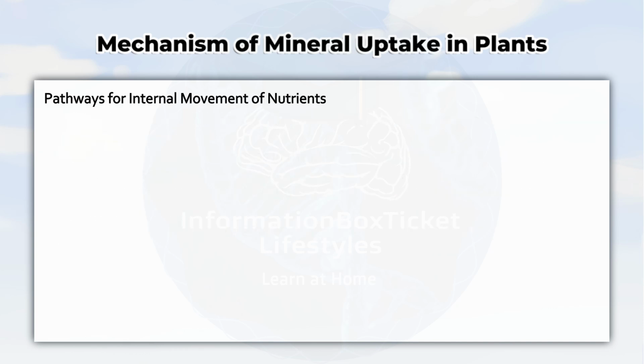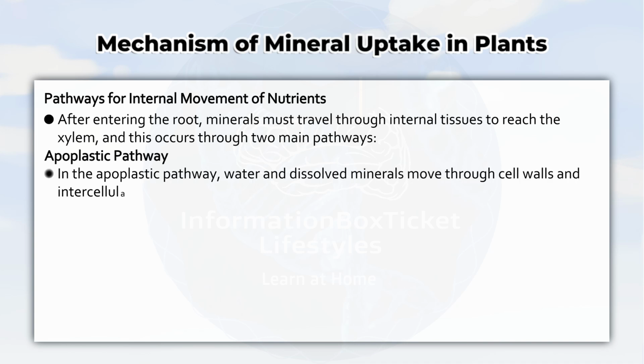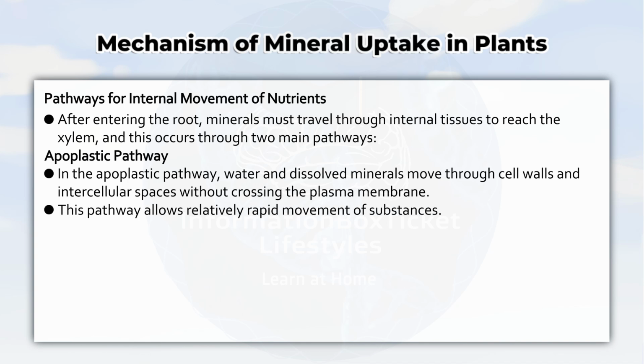Pathways for internal movement of nutrients. After entering the root, minerals must travel through internal tissues to reach the xylem, and this occurs through two main pathways. Apoplastic pathway. In the apoplastic pathway, water and dissolved minerals move through cell walls and intercellular spaces without crossing the plasma membrane. This pathway allows relatively rapid movement of substances.